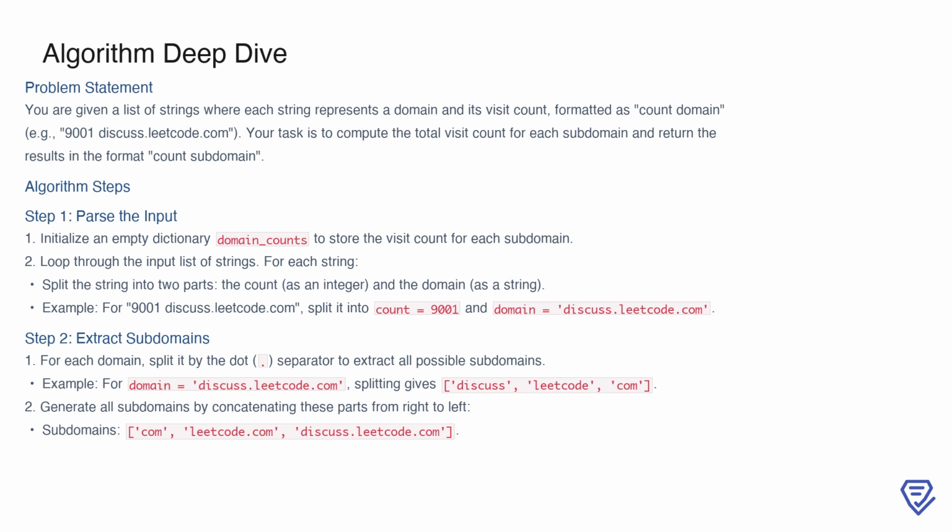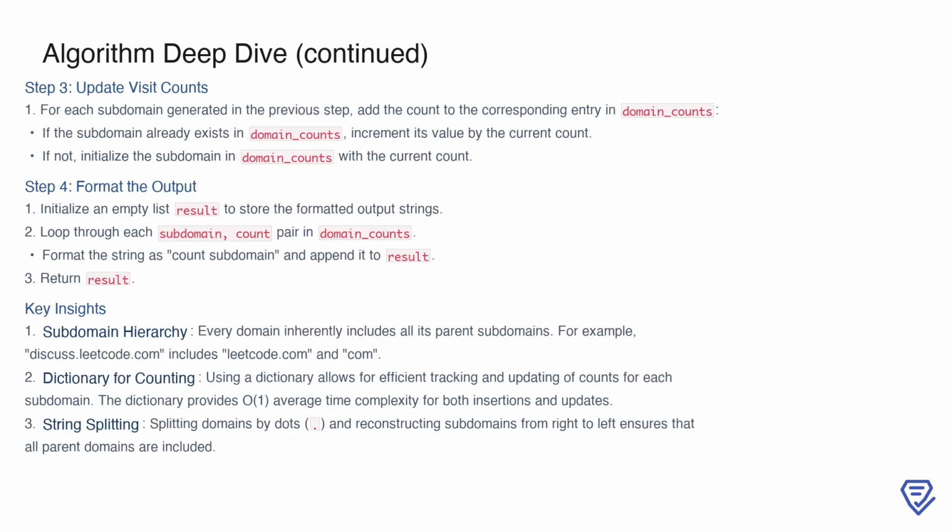First, we initialize an empty dictionary called domain_counts to store the cumulative counts for each subdomain. Then, we iterate over the input strings, splitting each one into two parts: the visit count, which we convert to an integer, and the domain name, which remains a string. For example, the string 9001 discuss.leetcode.com is split into count equals 9001 and domain equals discuss.leetcode.com. This parsing step sets the foundation for extracting and processing subdomains. Once we have the parsed domain and count, the next step is to extract all possible subdomains from the full domain name.